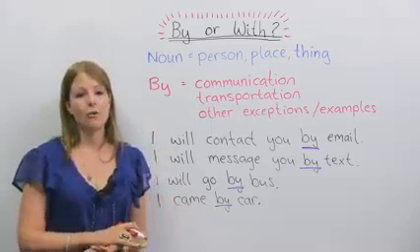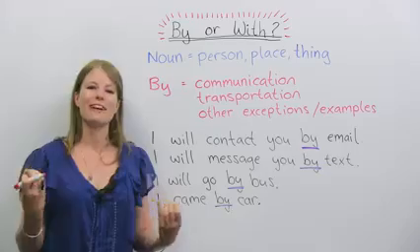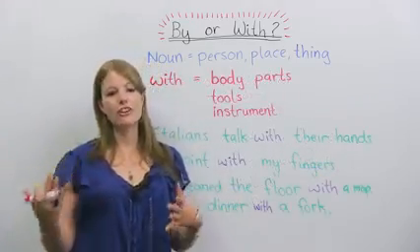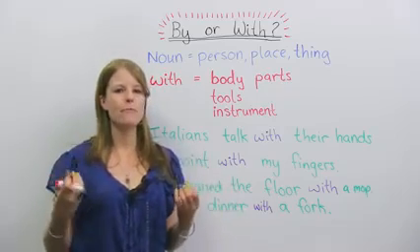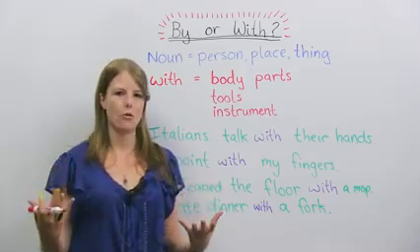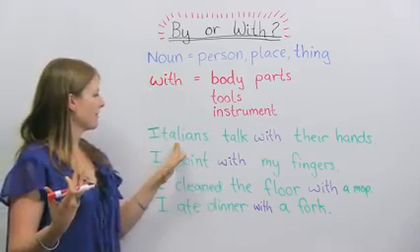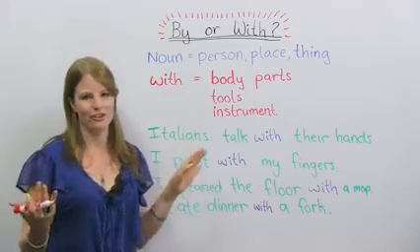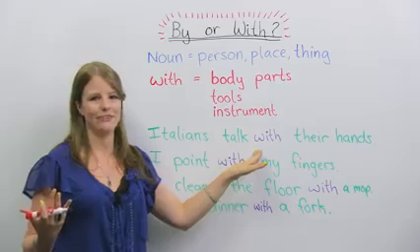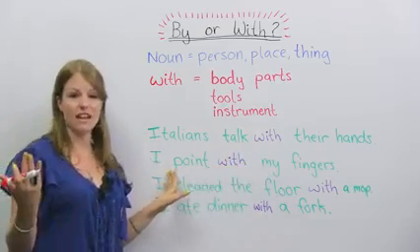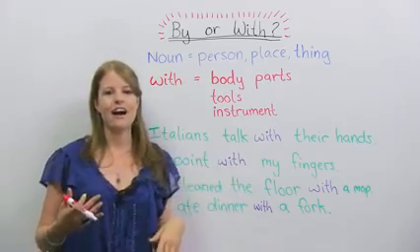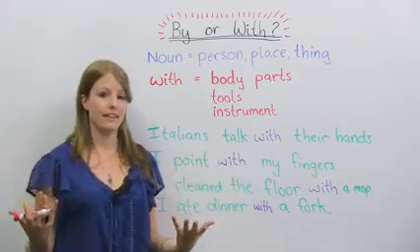So now let's look at, I mean, not how, "with." Let's look at "with." Okay, so now let's talk about "with." So just like "by," "with" answers the same question. How do you do something? Okay, so the question is how. So I have here some examples. How do Italians talk? Well, you know, they talk in different ways, but Italians talk with their hands, for example. How do you point? I point with my fingers, okay? So these are some examples with "with."